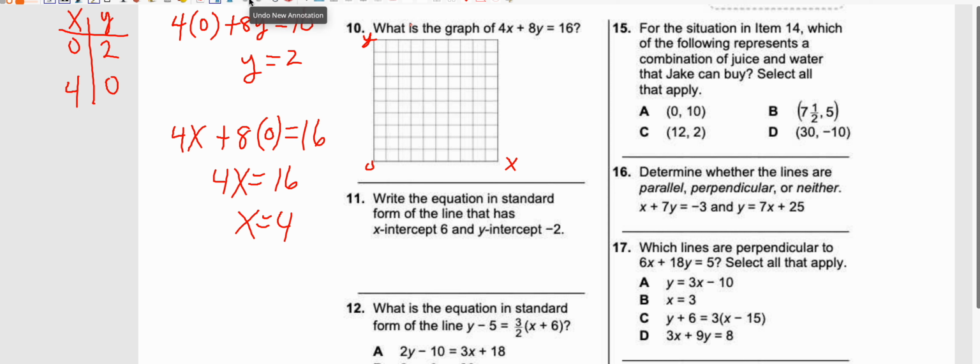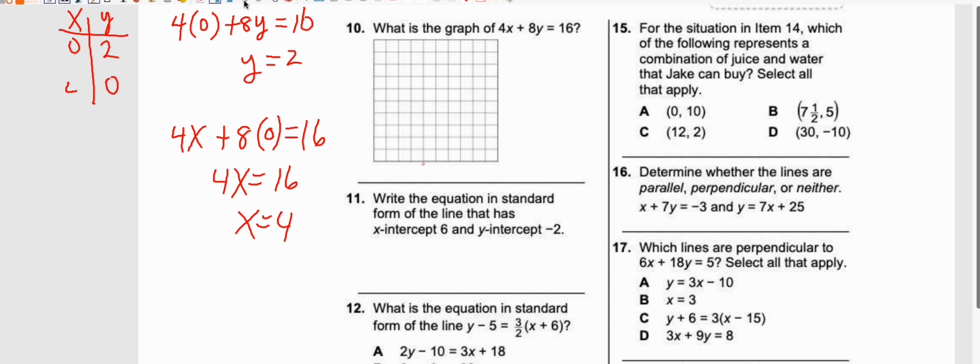Okay, so it's gonna work here because I've got 0, 2, and 4, 0. Actually, that's a pretty poor looking graph, to be honest with you. I'm going to adjust my axes.